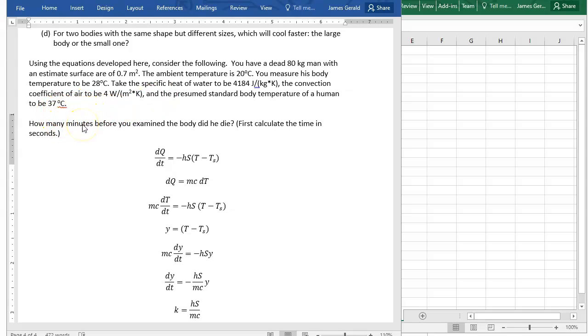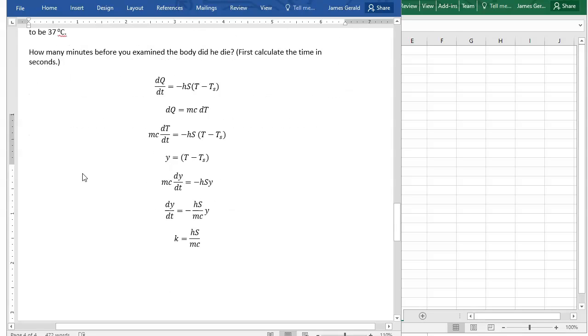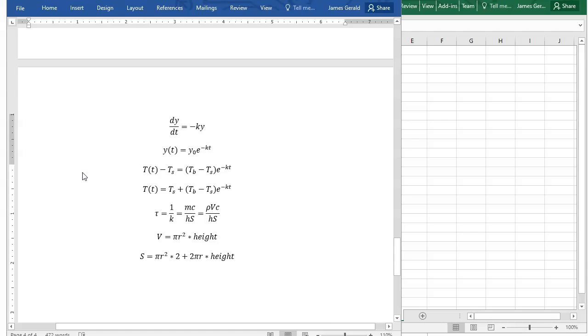How many minutes before you examine the body did he die? Well, if you go down here to this equation, you know everything in this equation but time, right? You know everything but time. So you've got to solve this equation for time. And good luck with solving this problem.